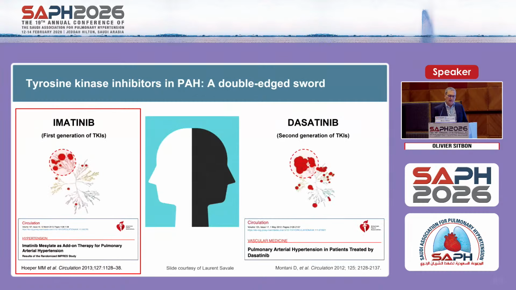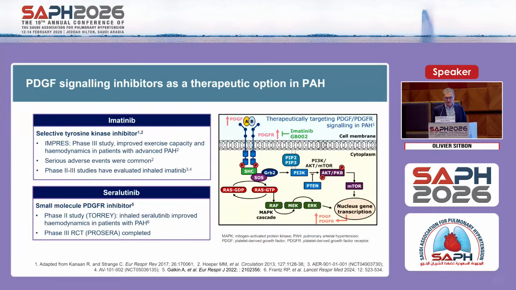Let's move now to imatinib. Imatinib, as you know, has been proposed to treat pulmonary arterial hypertension. And we know that the PDGF signaling inhibitors can be used as a therapeutic option in PAH. It's true for imatinib. Imatinib has been shown to be efficacious in a phase 2 and also in a phase 3 study, but with some safety issues. And we will discuss also seralutinib.